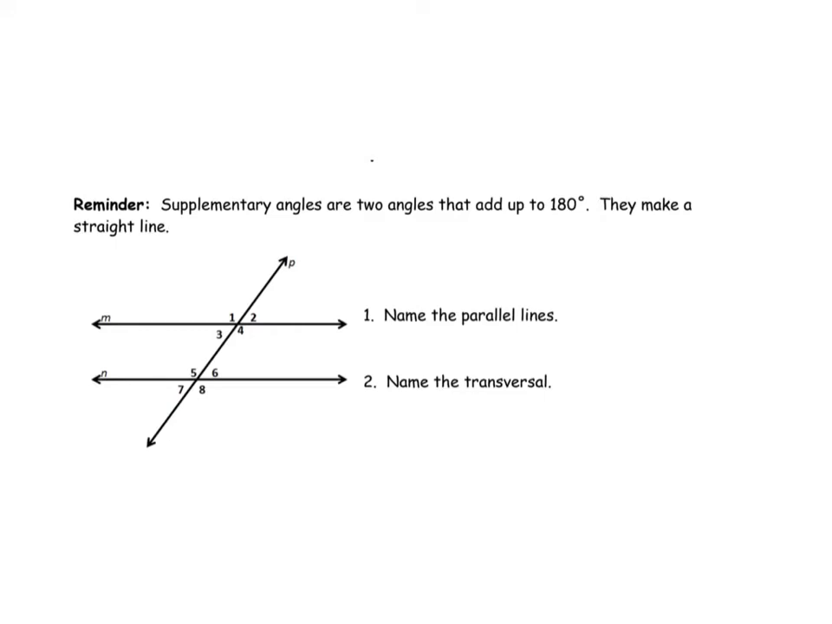Today we're going to look at parallel lines cut by a transversal. Parallel lines are two lines that never intersect. So if I'm looking at this picture, that would mean that line M and line N are parallel. The transversal would be line P. That is the line that intersects the two parallel lines.